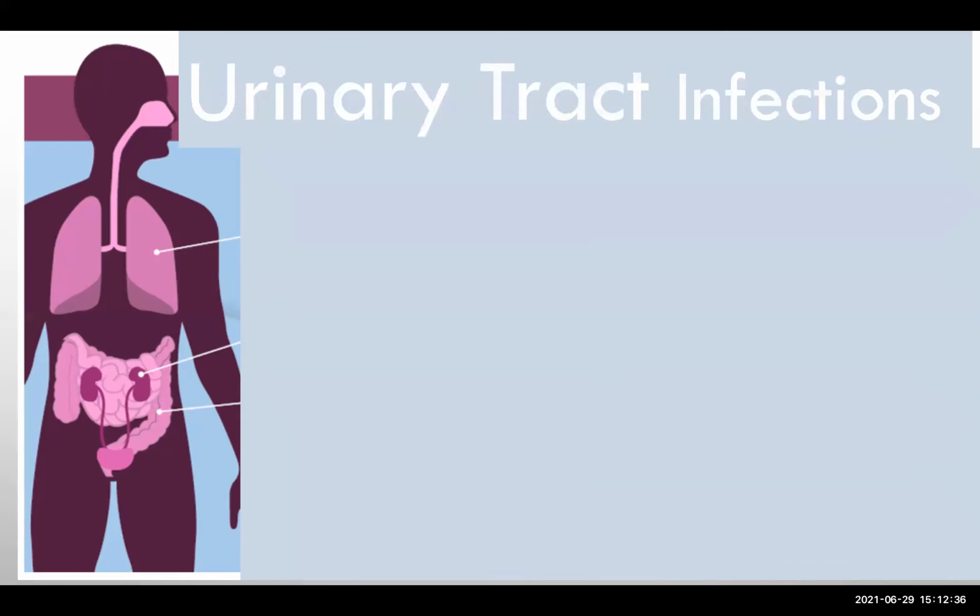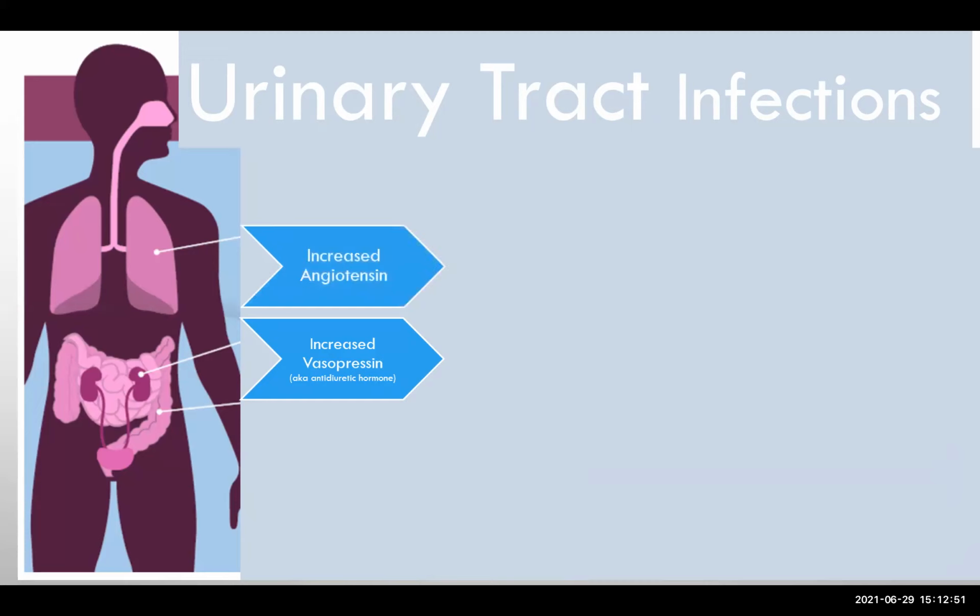So moving on to urinary tract infections. In their progression to sepsis, there's increased vasopressin, and I want you to think about it as antidiuretic hormone, or ADH, when we're talking about vasopressin with the urinary tract. There's an increase in angiotensin and an increase in catecholamines.